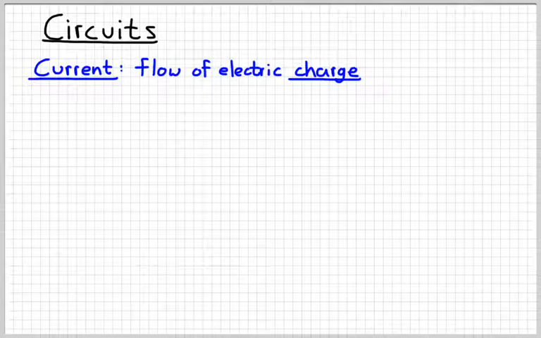You may be familiar with water currents, like a flowing river or water flowing through a pipe, and we're going to draw a lot of analogies between the two. Electric currents act very similar to water currents.